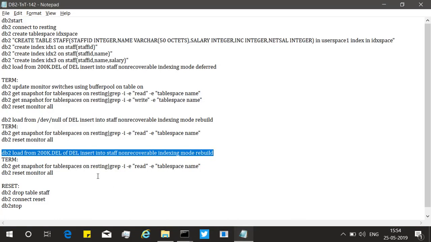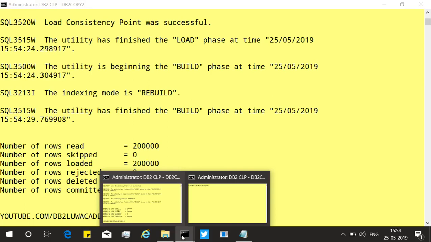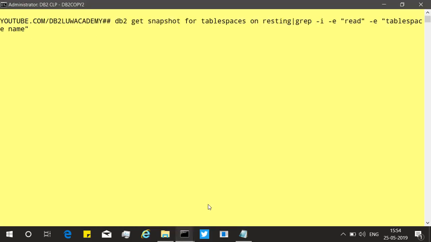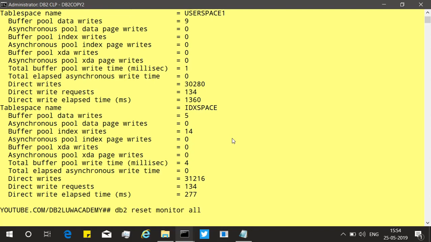Once I do that, you should be able to see. Okay, so 200,000 records have been loaded and the index rebuilt. I'll show you the writes. This is expected. See, there are a lot of writes in the index table space because the index is getting rebuilt. But look at the user space. There are a lot of writes happening there too. 30,000 writes happened because we loaded 200,000 records. Acceptable.